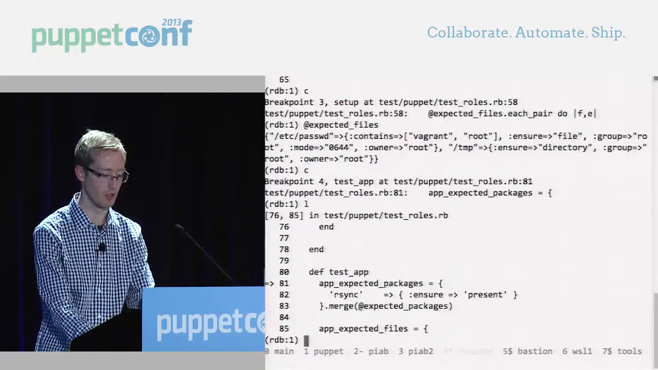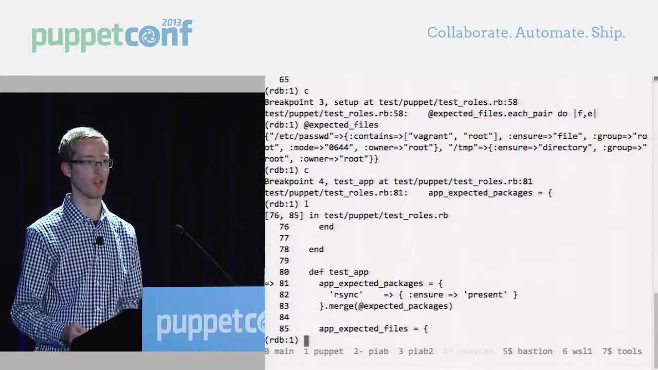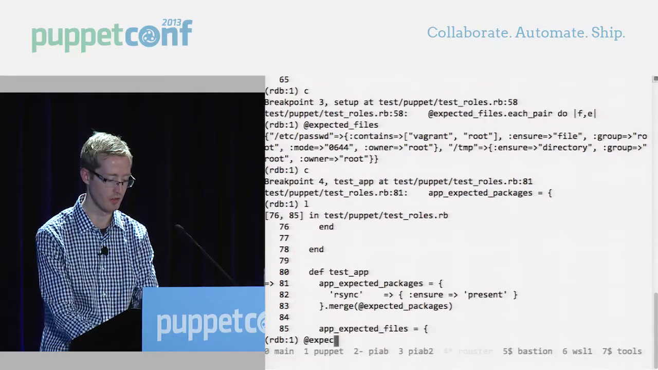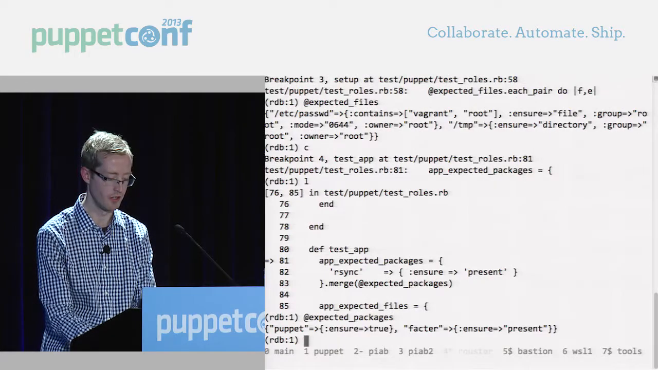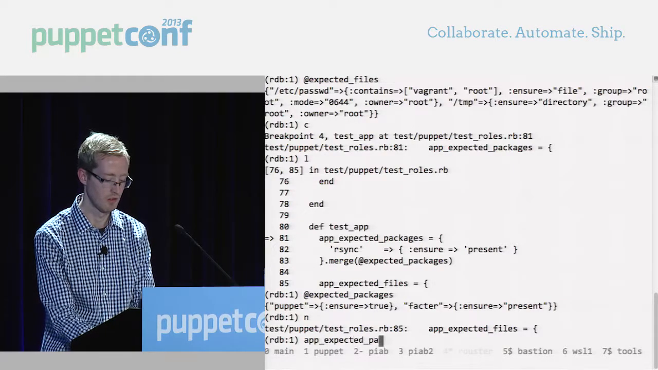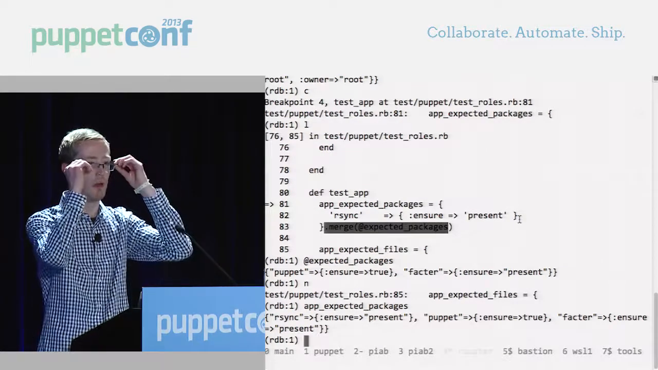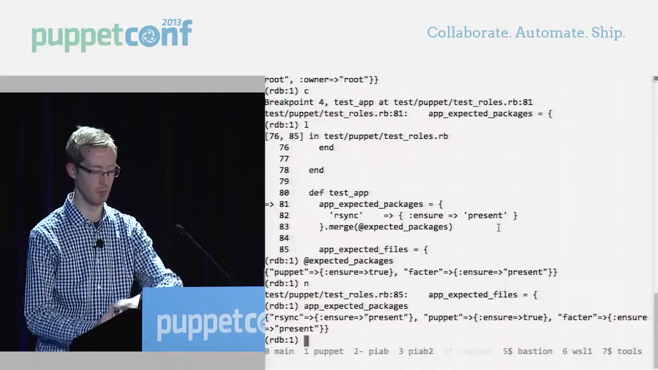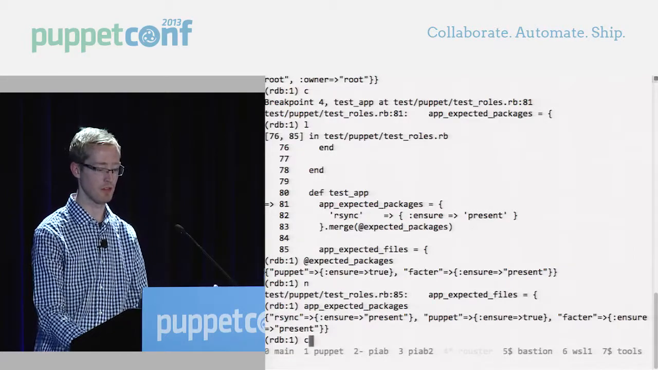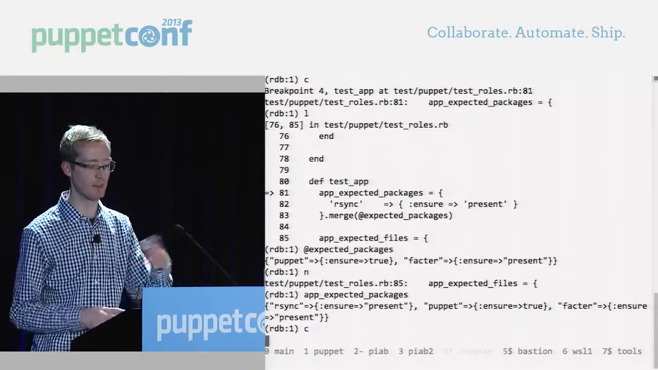So now what we're doing is we're going to do the exact same thing on the app host that we did on the Puppet master, except that there are different packages that we expect to have on our app hosts. So you can see expected packages versus app expected packages. I really like the .merge method that Ruby has there, and it sort of felt like it fit perfectly here. So we're doing the exact same thing on the app host that we did with the Puppet master, except with some more tests. We're looking for more packages, more files, more users.